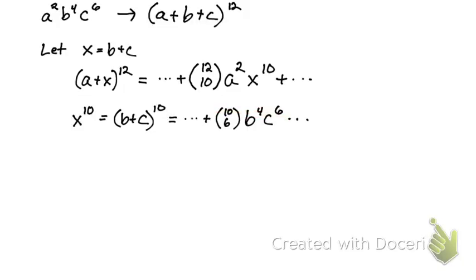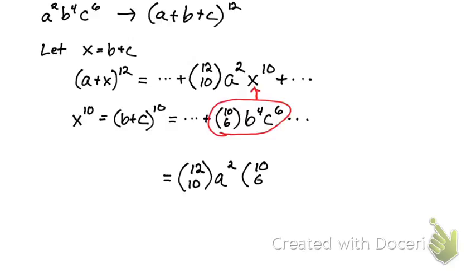Let me circle it. Circling would probably be better. I'm taking all of this and plugging it in for x to the 10th. And let me just put that down below. So putting that in, we are going to end up with 12 choose 10 to the a squared times 10 choose 6, b to the 4th, c to the 6th.